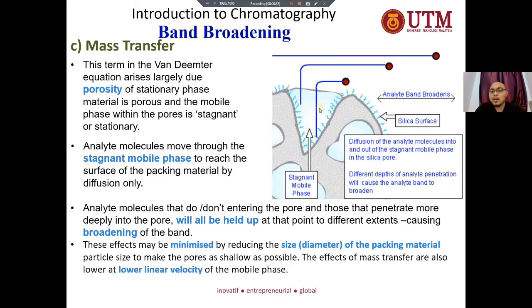The analytes inside of the stagnant mobile phase will not be able to move as fast as the mobile phase. Again, the mass transfer effect is caused by the high porosity of the stationary phase. When the stationary phase has a high porosity, the mobile phase inside the pores becomes stagnant. When it is stagnant, it will not be able to bring the analytes out from the pores and move with the flow of the mobile phase.